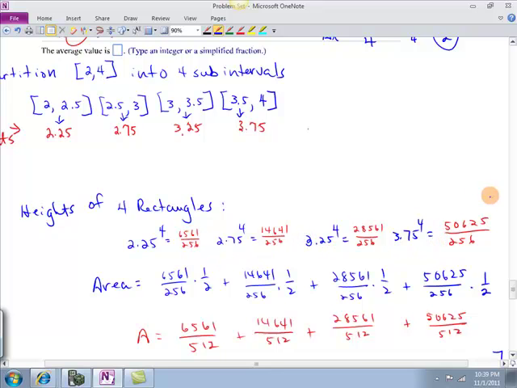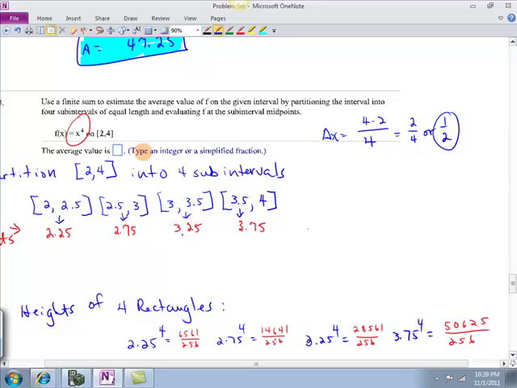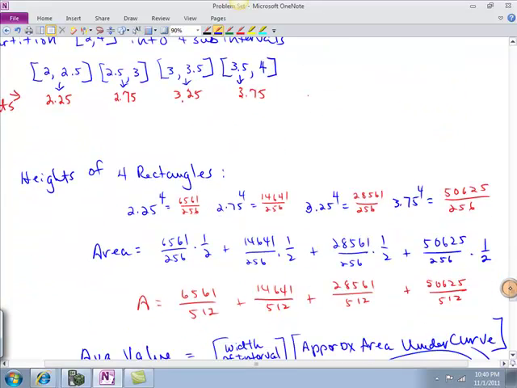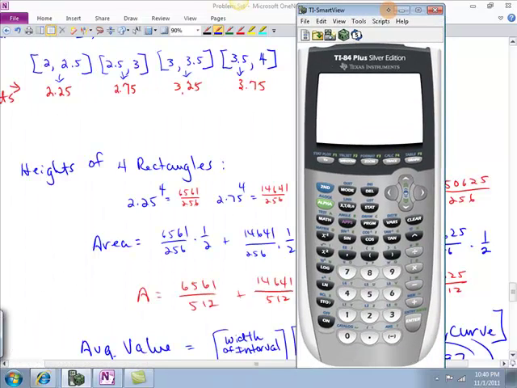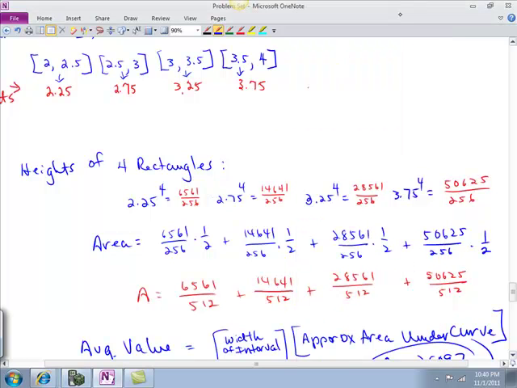Now I changed it to fraction because right here it tells me in my answer I'm going to type an integer or a fraction. So when you do this on your calculator, if you do 2.25 raised to the 4th, and you get this number, go ahead and go to math, enter, and get 6561 over 256. Go ahead and use your calculator to get the number, but convert it back to fractions. Okay, so these are the heights that we're going to use for our rectangles.